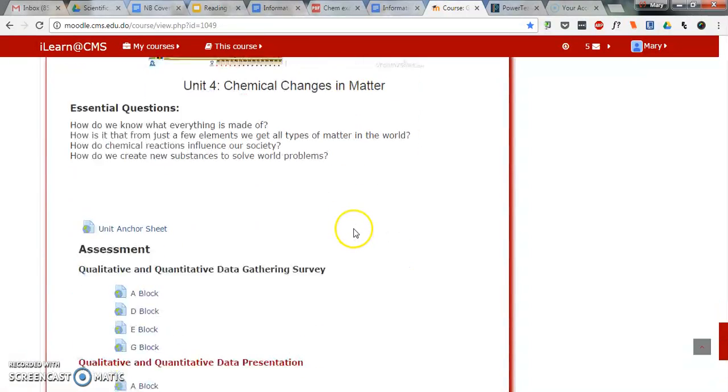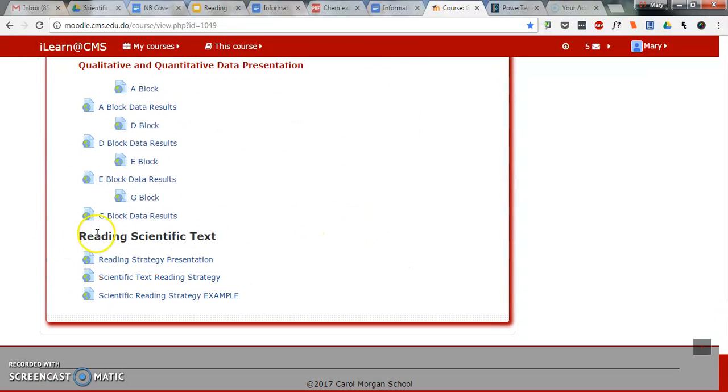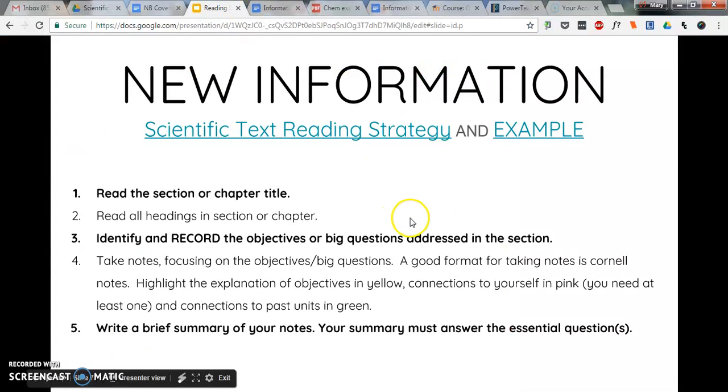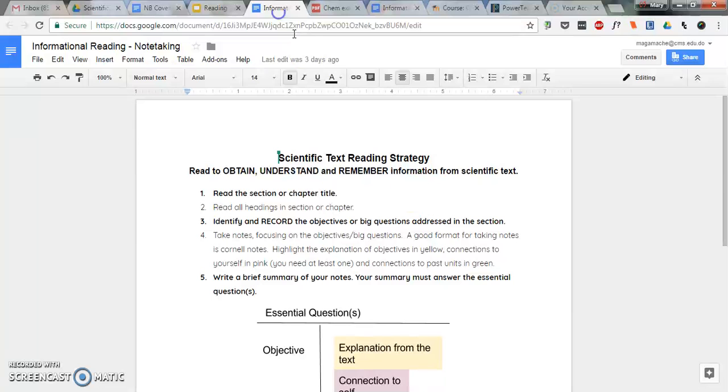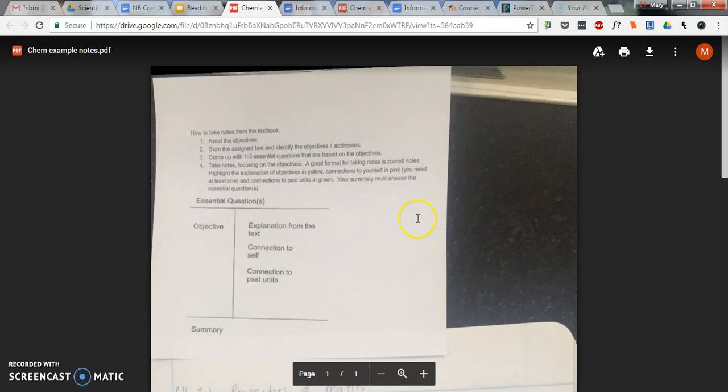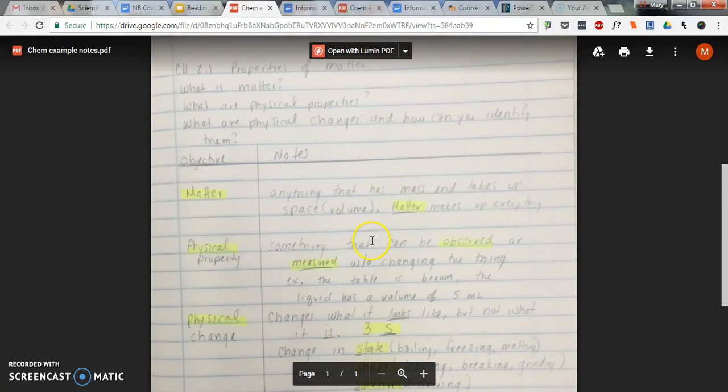Here is our unit. At the bottom, there is a section called Reading Scientific Text. Here is the presentation that you are watching. Here is the document of the reading strategy. And here is an example. Okay, so this is what the document looks like if you click on that. Here are the 5 steps, and here is an example of the graphic organizer that you will use to take notes in your notebook.